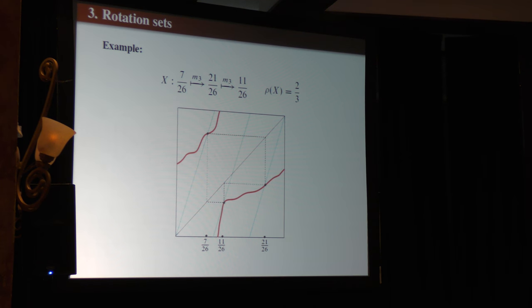Simple example. In degree 3, there's a 3-cycle: 7/26 maps to 21/26, maps to 11/26, maps to 7/26. The rotation number is 2/3. The one in blue is the graph of the angle tripling map, and you have your 3-cycle here. So this point goes to this point, goes back to this point, and so on. And the red curve is just a typical generic monotone extension of the angle tripling map restricted to this 3-cycle. So as you can see, you have a lot of freedom in choosing this extension.